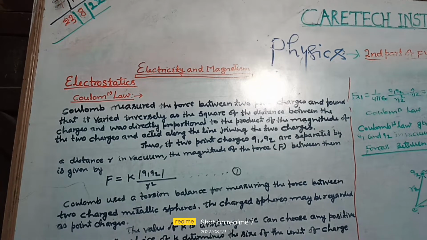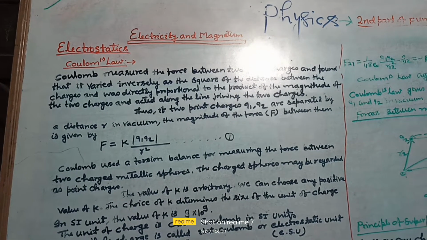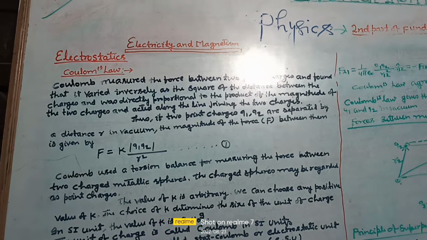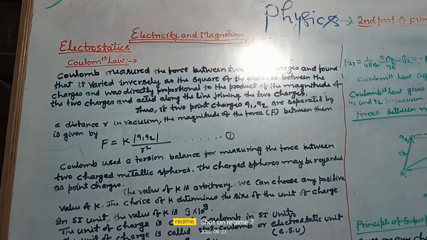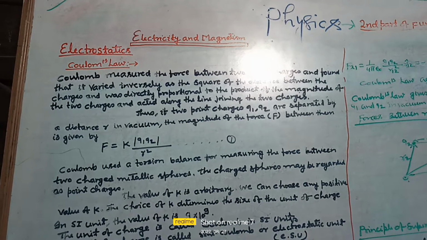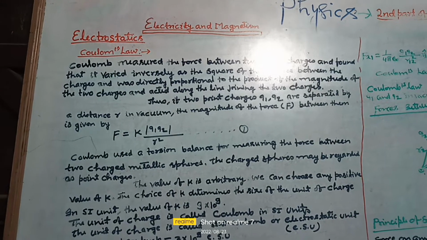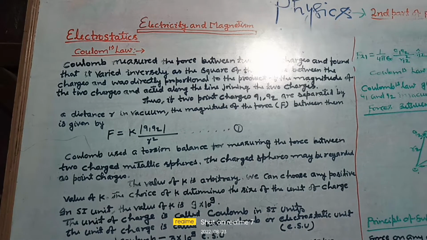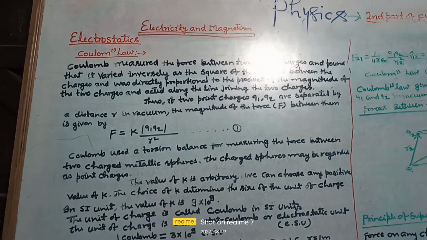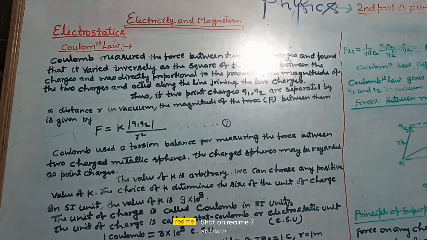Thus, if two point charges Q1, Q2 are separated by a distance r in vacuum, the magnitude of the force F between them is given by F = K |Q1 Q2| / r². Coulomb used a torsion balance for measuring the force between two charged metallic spheres. The charged spheres may be regarded as point charges.